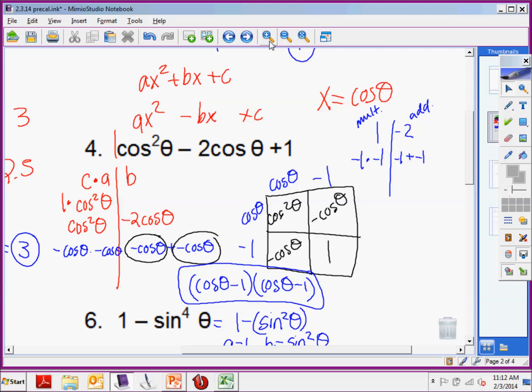A negative times a negative is a positive, and cosine times cosine is cosine squared, so that works with multiplication. Now let's test it on the adding side. Negative cosine plus negative cosine is negative 2 cosine, because a negative plus a negative is still a negative. That's like saying you owe me $1, I give you another $1, now you owe me another $1, so you owe me $2. They don't cancel each other out. It keeps increasing your debt.